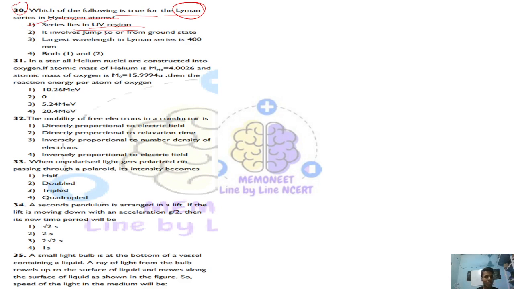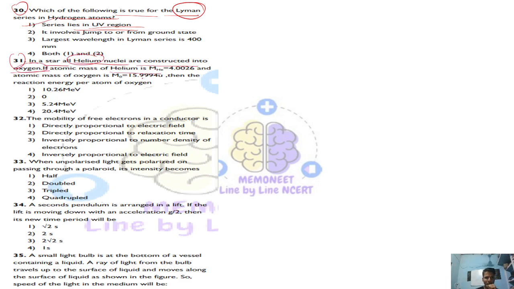Simply, option 1 will be the correct answer for this question. Now, moving to question number 31. In a star, all helium nuclei are converted into oxygen. Okay, one is talking about helium, another is oxygen.